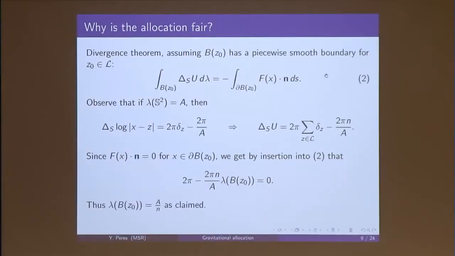Okay, so we write down the divergence theorem. Now I want to assume the area of the sphere is A, not necessarily n, just to separate the two meanings of n here. So we're going to take a sphere of some area A.